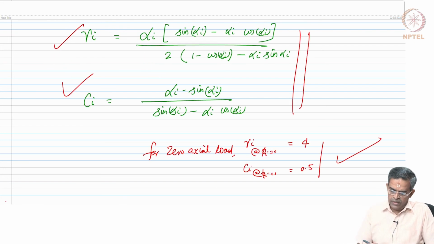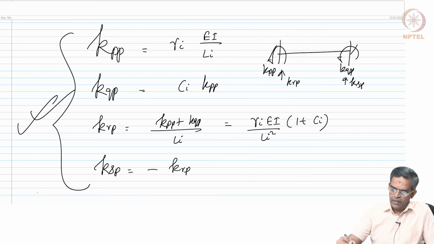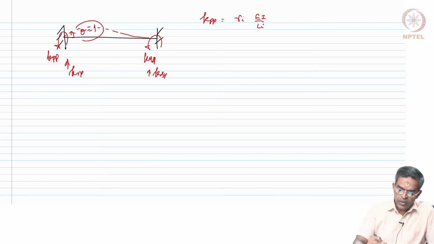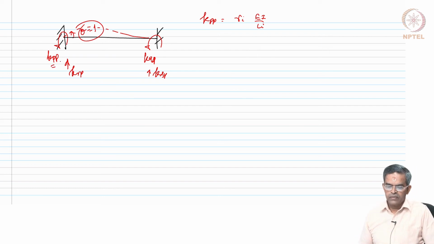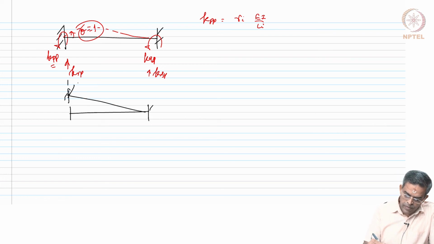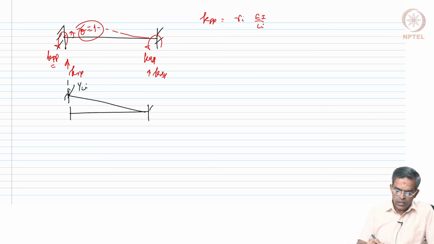We wrote it in the beginning itself. See, KPP is RA times of this, is CA times of KPP and so on. We already wrote that. Okay, I am going to make use of this relationship now. Now friends, if this rotation is unity, this is KPP. If this rotation is not unity, if this rotation is 1 by Li, what would be this value?